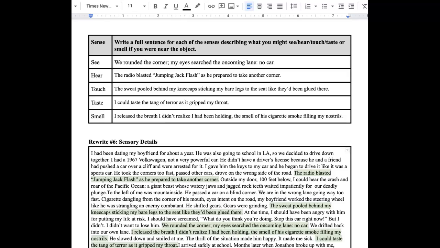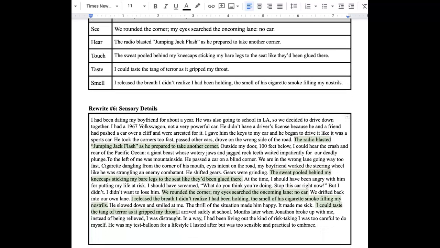Then simply read through your story and find places where these sensory details will make your story more vivid and immediate. You can see in my example, he took the corners too fast, passed other cars, drove on the wrong side of the road. The radio blasted Jumping Jack Flash as he prepared to take another corner. Since I was talking about taking corners, I thought this was a good place for that. And that's my sense of hearing.